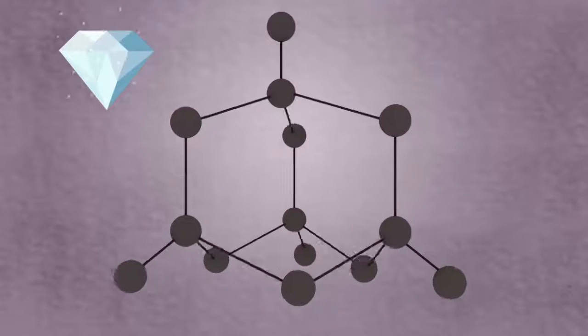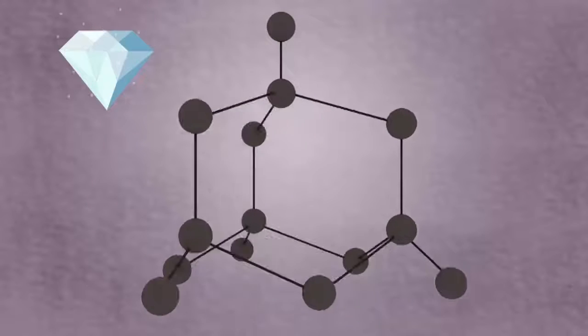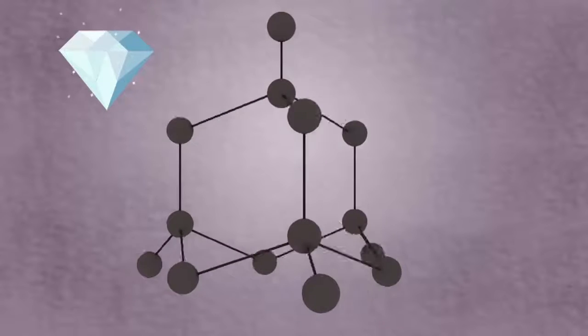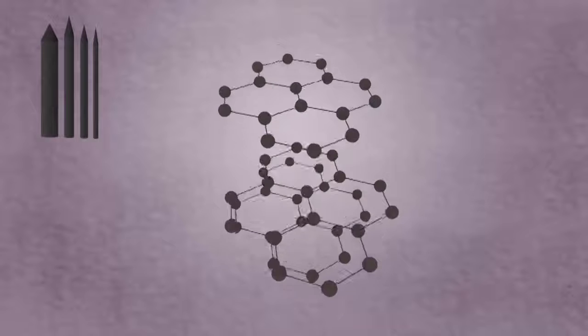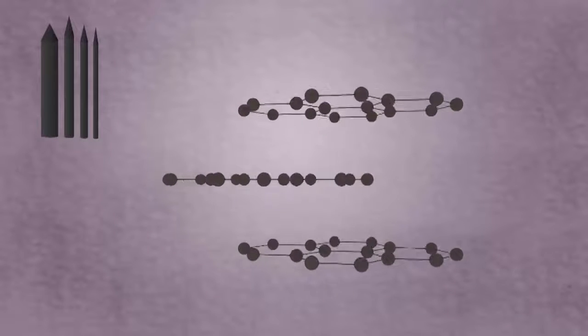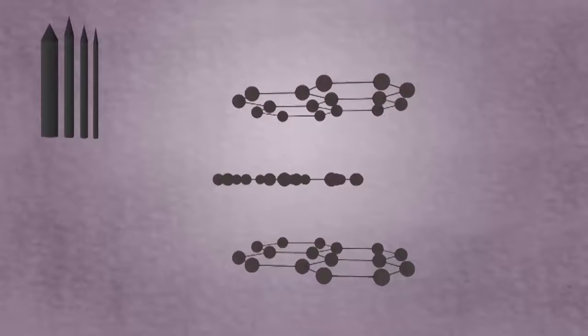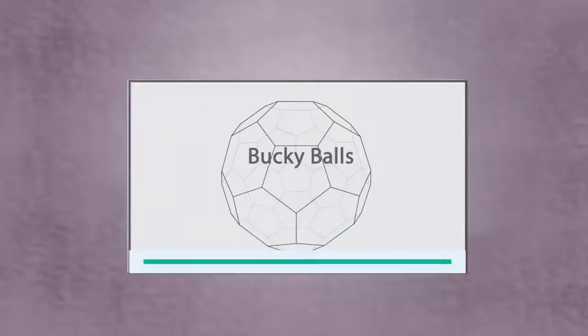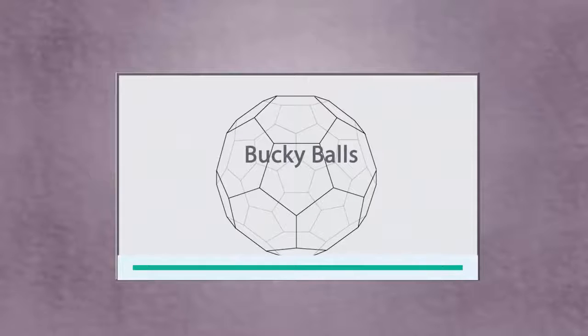Each carbon atom in diamond is covalently bound to 4 other carbon atoms in a tetrahedral structure. Each carbon in graphite is covalently bound to 3 other carbon atoms in a trigonal planar structure forming hexagonal sheets. Some other allotropes of carbon include the Buckminster fullerene molecule and graphene. You can learn more about these structures right here.